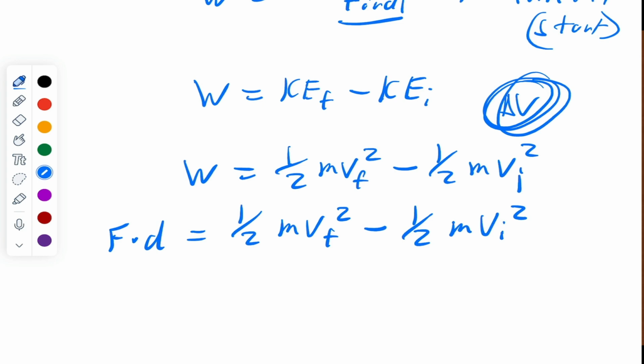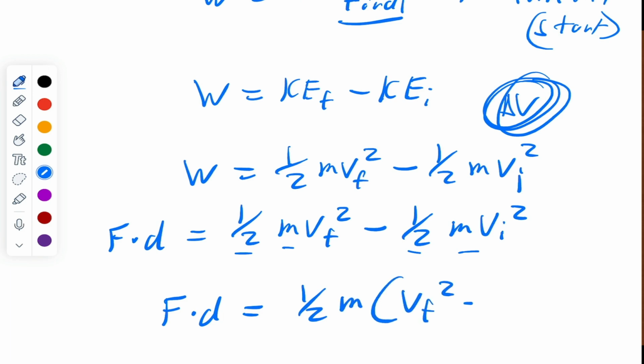You may find it useful to factor out the 1/2 and the masses. So you may find it useful to say that force times displacement is equal to 1/2 the mass times velocity final squared minus velocity initial squared. Okay, so we're just factoring out the 1/2 of the mass because the 1/2 of the mass are not going to change, so you may not want to write it twice in the equation.